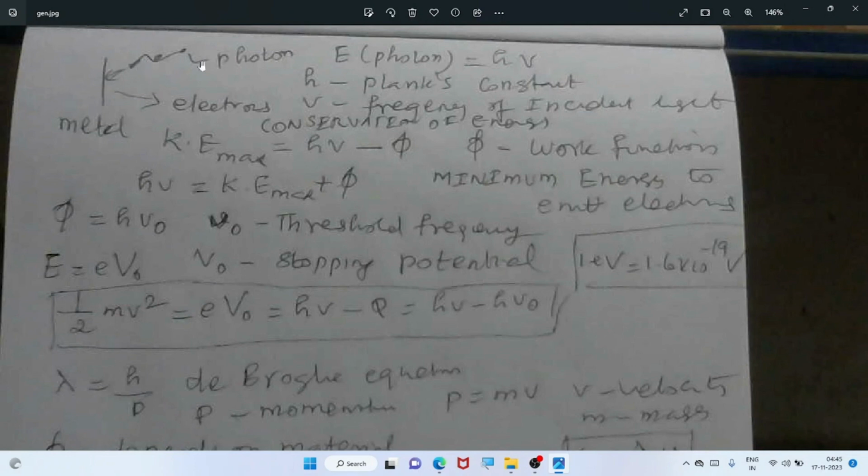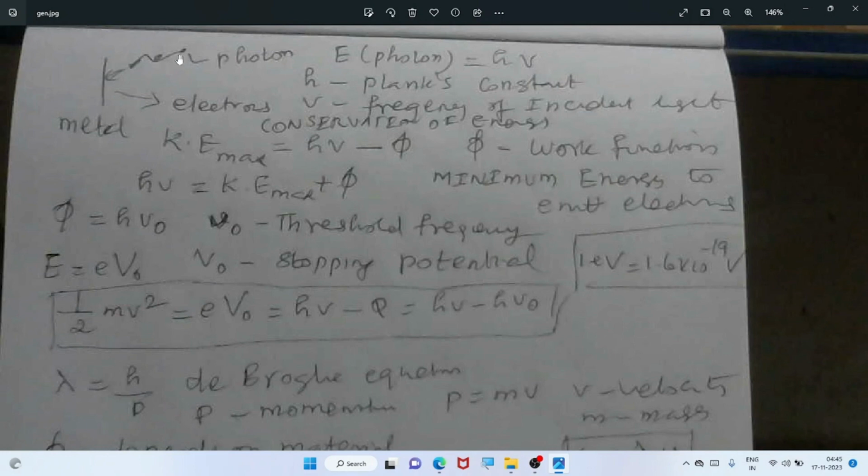This light consists of discrete elements called photons. Each photon has the energy hv, where h is Planck's constant and v is the frequency of the incident light. The electrons in the metal absorb this energy and are emitted from the metal. This works on the basis of the law of conservation of energy.